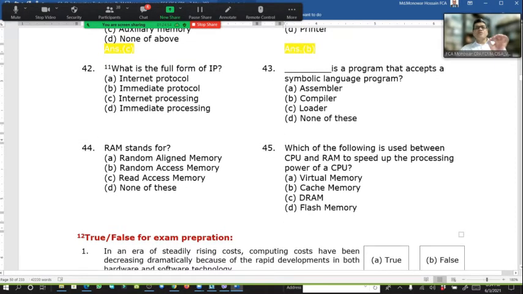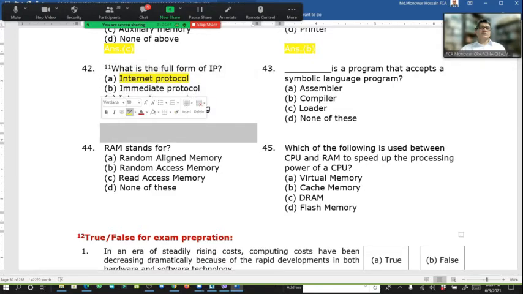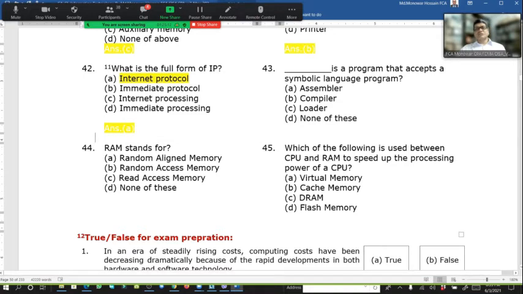What is the full form of IP? Internet protocol, intermediate protocol, internet processing, immediate processing. So, internet protocol. If we see the answer, internet protocol.